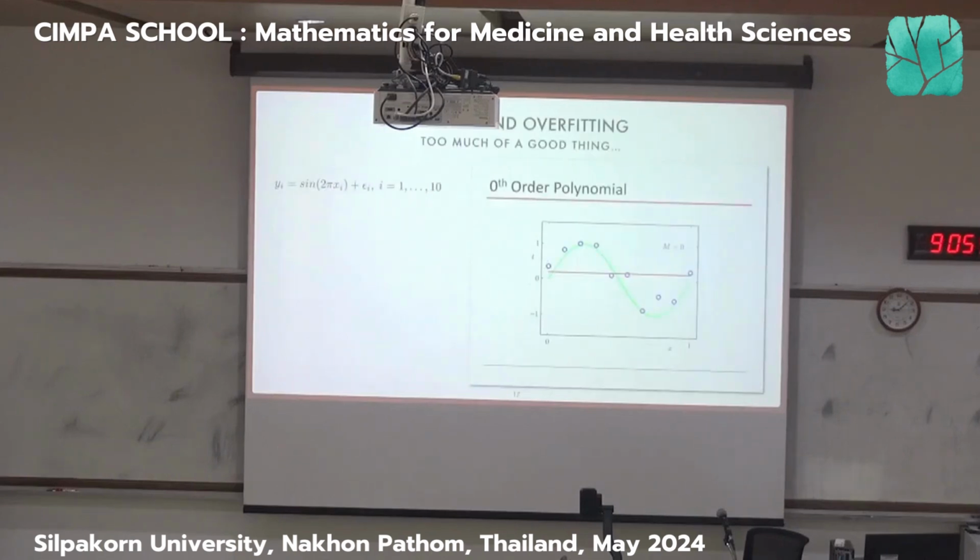So let's think about this. Let me show you an example. I call it too much of a good thing. Let's say that I have some kind of green function I don't know. I only have the blue points, which are random data sampled from the green function. In fact, the green function is a sinusoid.